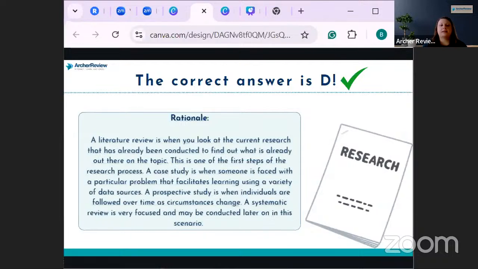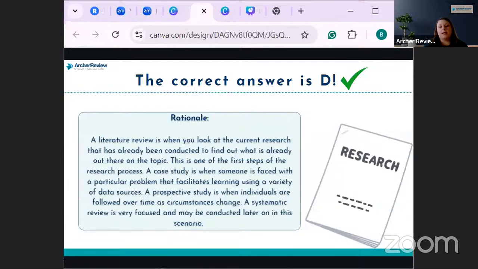And a case study is when someone is faced with a particular problem that facilitates their learning using a variety of data sources. I'm sure we've all done a case study. It usually looks at an individual, right? Mrs. Parker, who's 34 years old, and XYZ, right? Usually looks at an individual there.